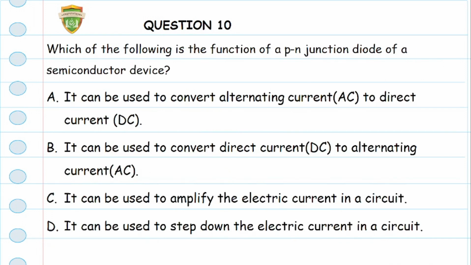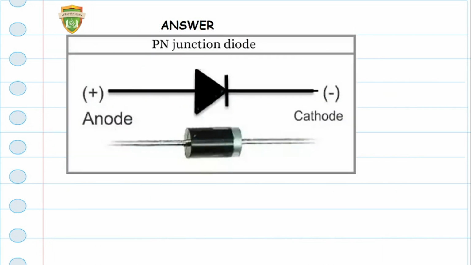So, our option is B, uneven expansion of the glass tumbler. Then, question 10 says, which of the following is the function of a PN junction diode of a semiconductor device? Now, here is the picture of a PN junction diode, and as you can see, this is the anode and this is the cathode. One thing you need to know about a diode is that it allows electricity to flow in only one direction, as illustrated by this sign.